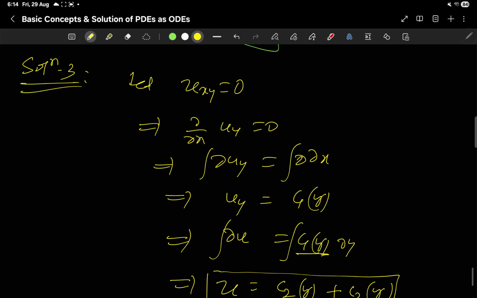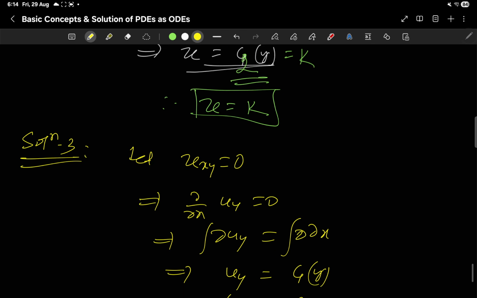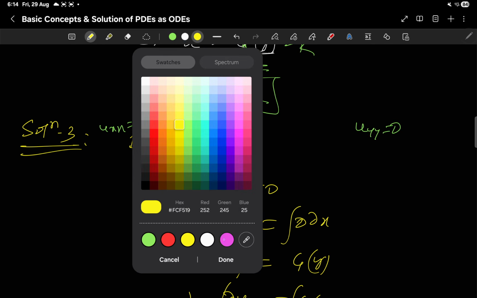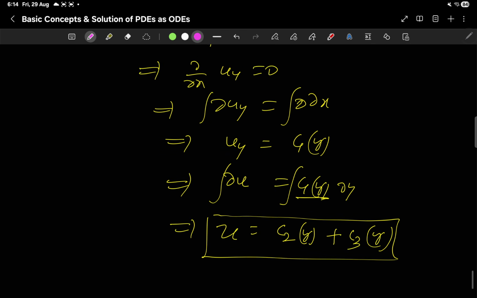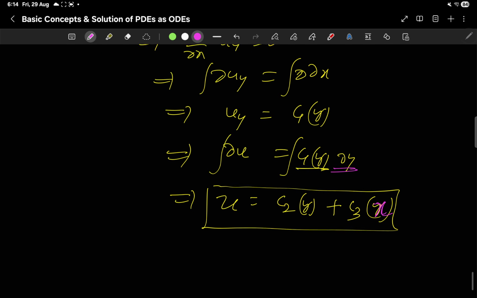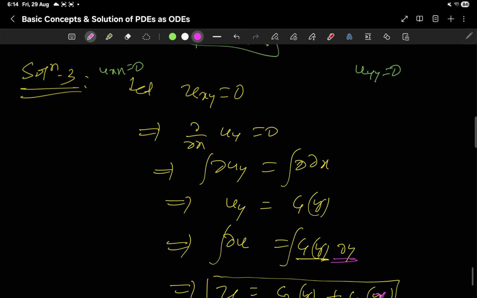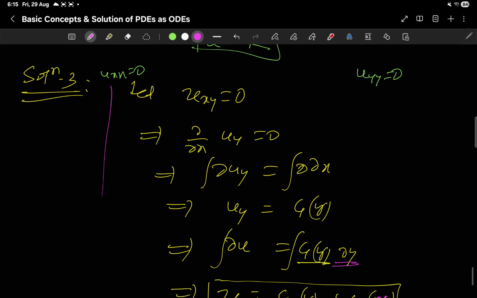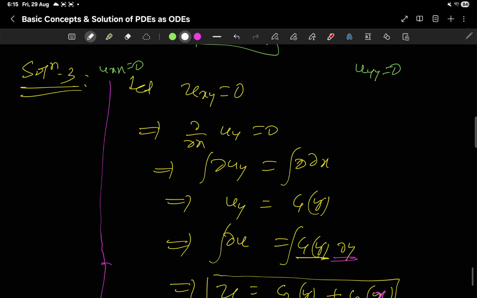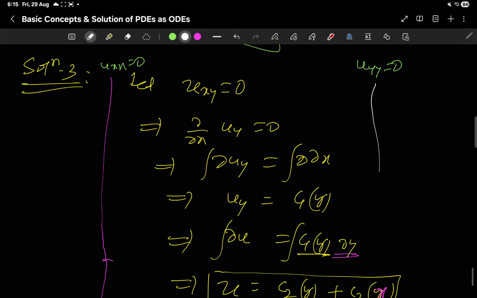Now this c2(x) will be collected from the two more equations. The two more equations are uxx is equal to 0 and uyy is equal to 0. Here uxx is equal to 0 will give you this. Integrating with respect to y means it is a function of x. So c2(x) will be taken from this only, uxx is equal to 0, and here uyy is equal to 0 will give you this.